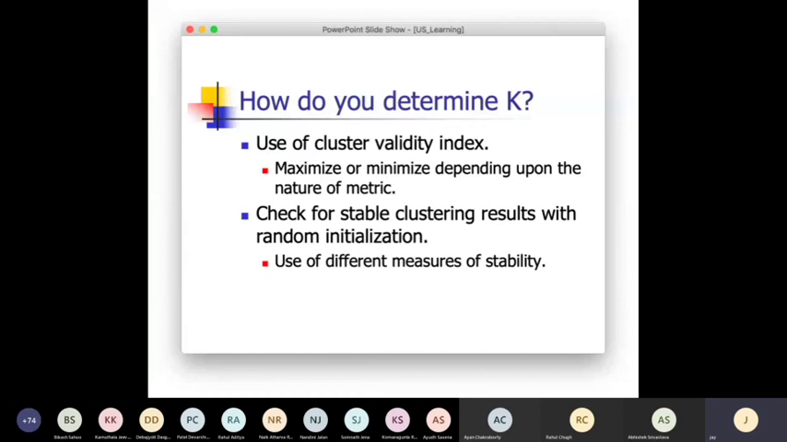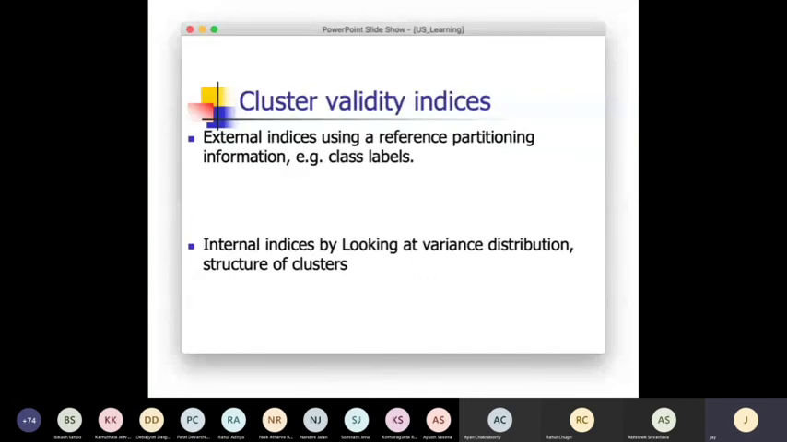Another issue is whether you can get stable clustering. That means given a value of k, if I do various random initializations, it should give you more or less similar kind of partitioning. That is the concept of stability. So if you use repeated k-means with different initializations given a value of k, you can suggest certain measures of stability and check. Cluster validity indices are a group of indices, not a single index.